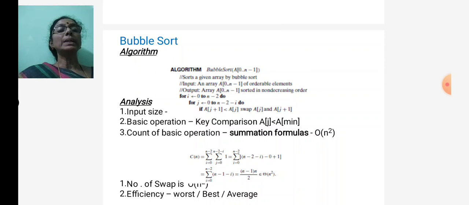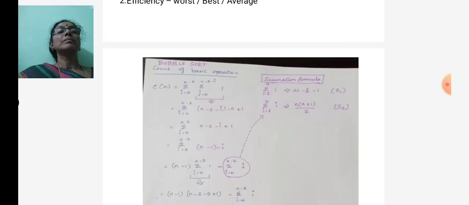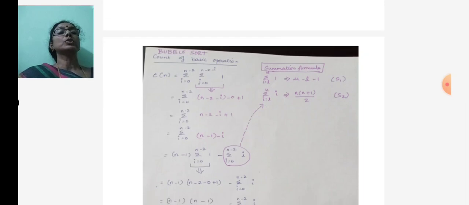Now we will see how to get that order of n squared using mathematical analysis. In this analysis, we mainly use two summation formulas. One is the summation of i equals 1 to n of 1, which means we expand it as upper limit minus lower limit plus 1. The second summation is i equals lower bound to upper bound of i, which is equal to n into n plus 1 divided by 2. These are the two main summation formulas used in all non-recursive algorithms. Using them we can find the efficiency of any algorithm.